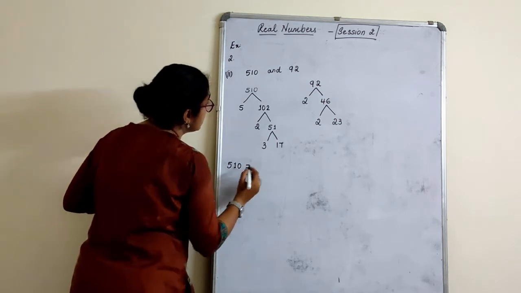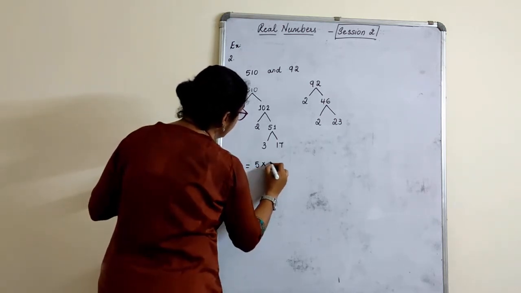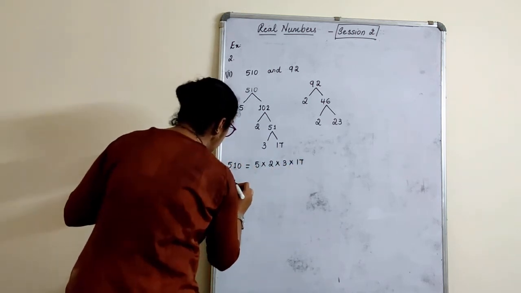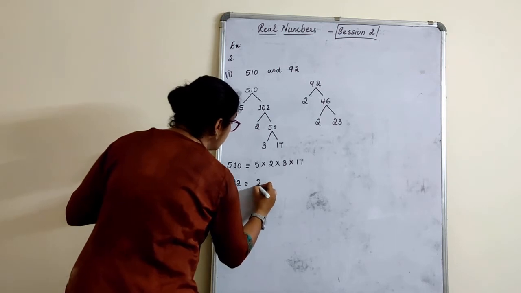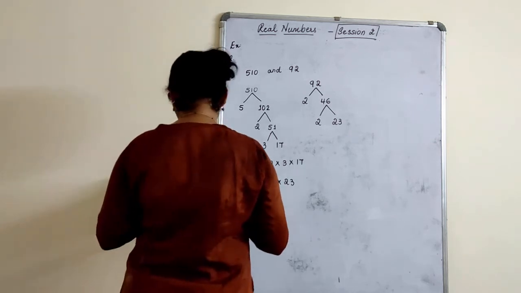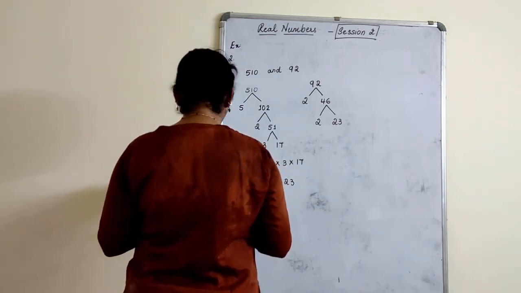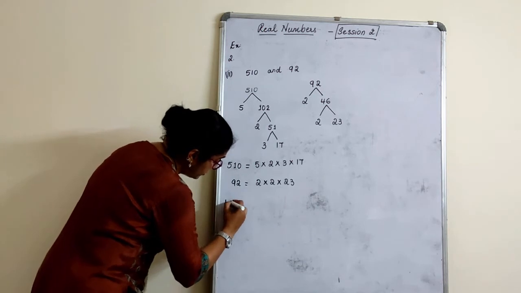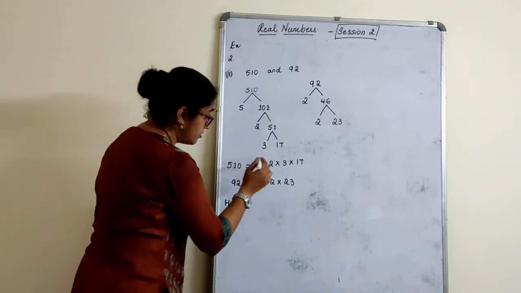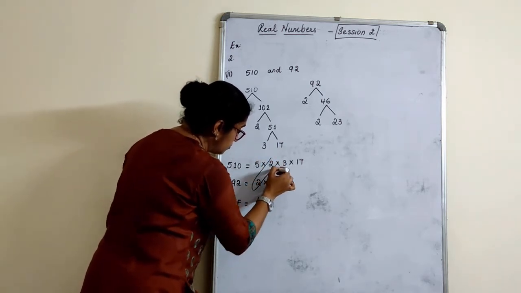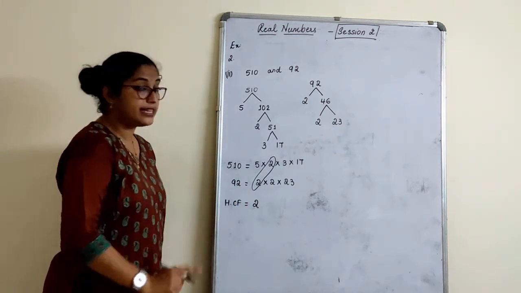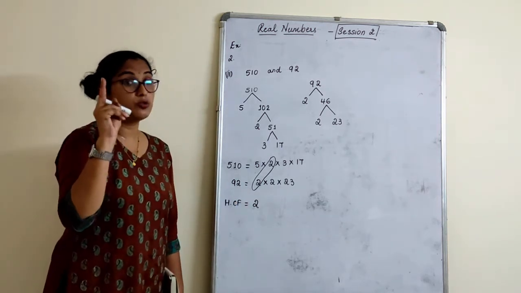510 is equal to 5 into 2 into 3 into 17. 92 factors are 2 into 2 into 23. So first of all, let us see what the common numbers here are. Now, when you have to find the HCF, you have to first find the common factors. Now, the common factor here is 2, right? So 2 is the only common factor here. So HCF is 2.